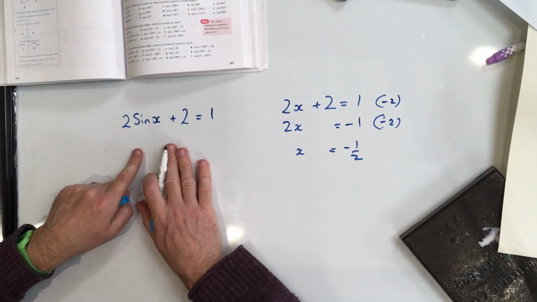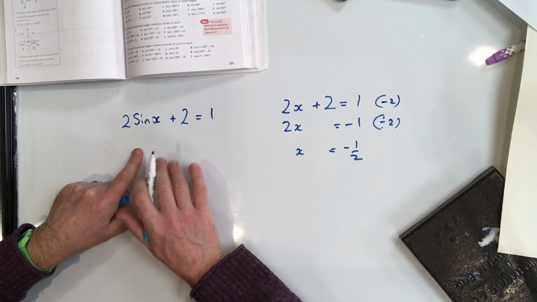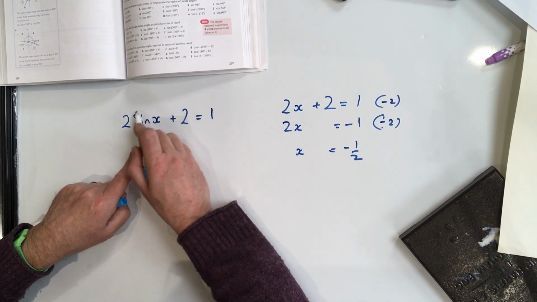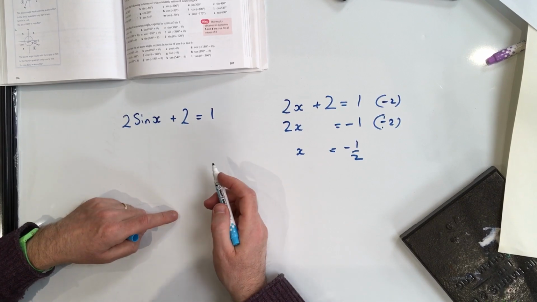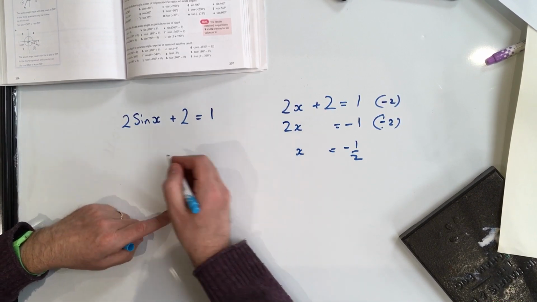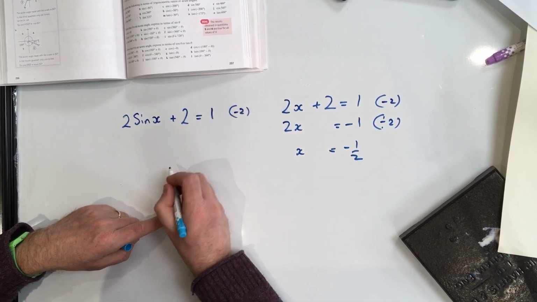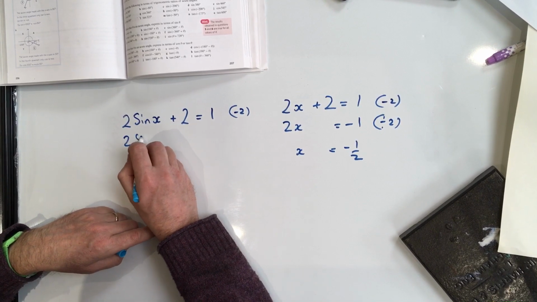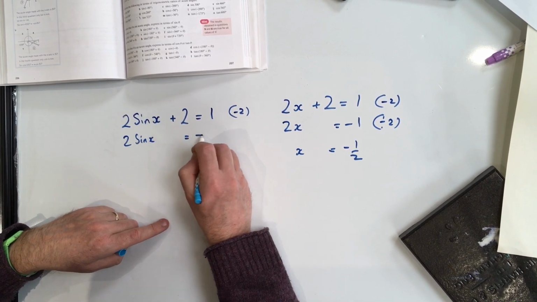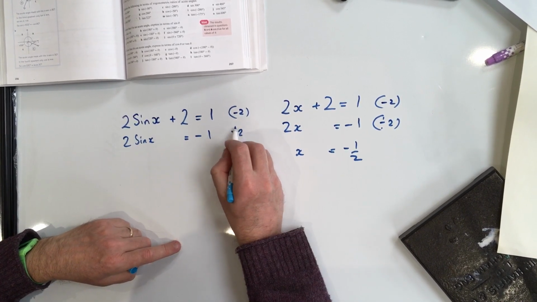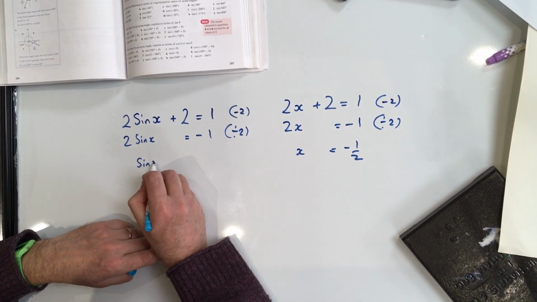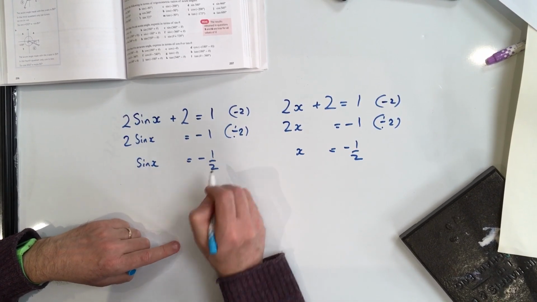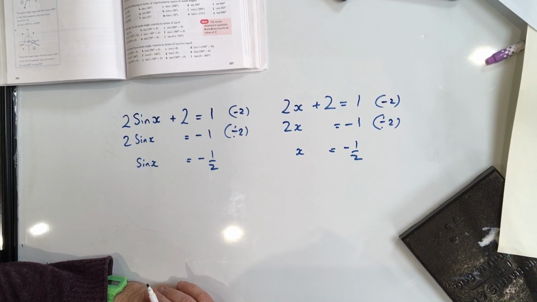If we're solving a trig equation, we do exactly the same thing, but we just try and get down to the ratio sine x. That's what we want to get on its own. So we take 2 off both sides, same. So we go 2 sine x is equal to minus 1, and then we divide by 2 to get sine x is equal to minus a half. That's what we always do.